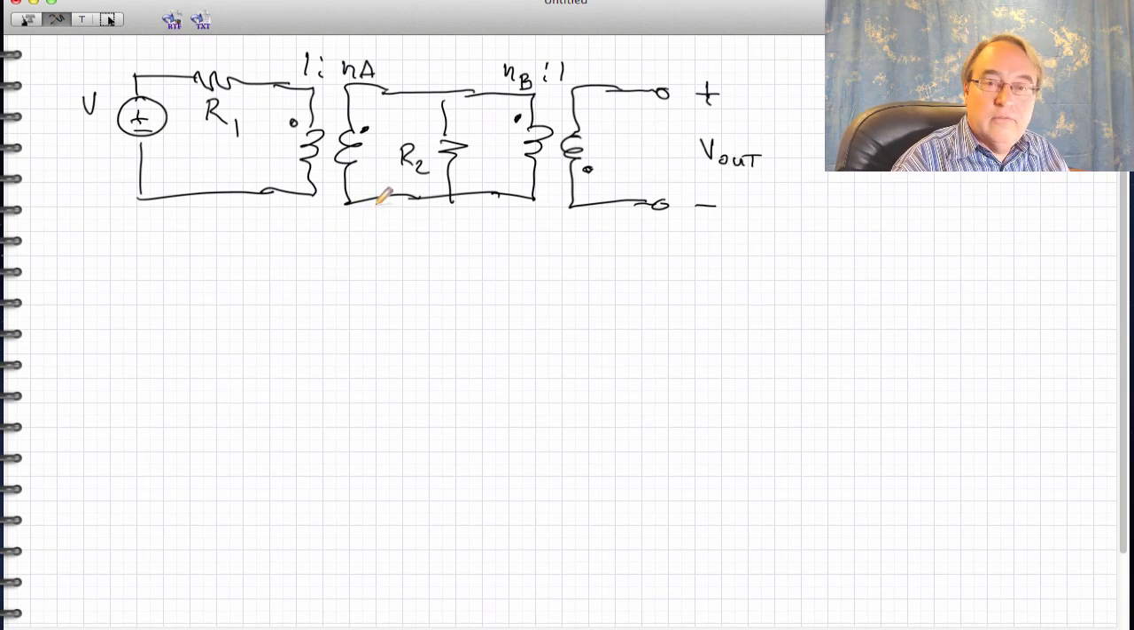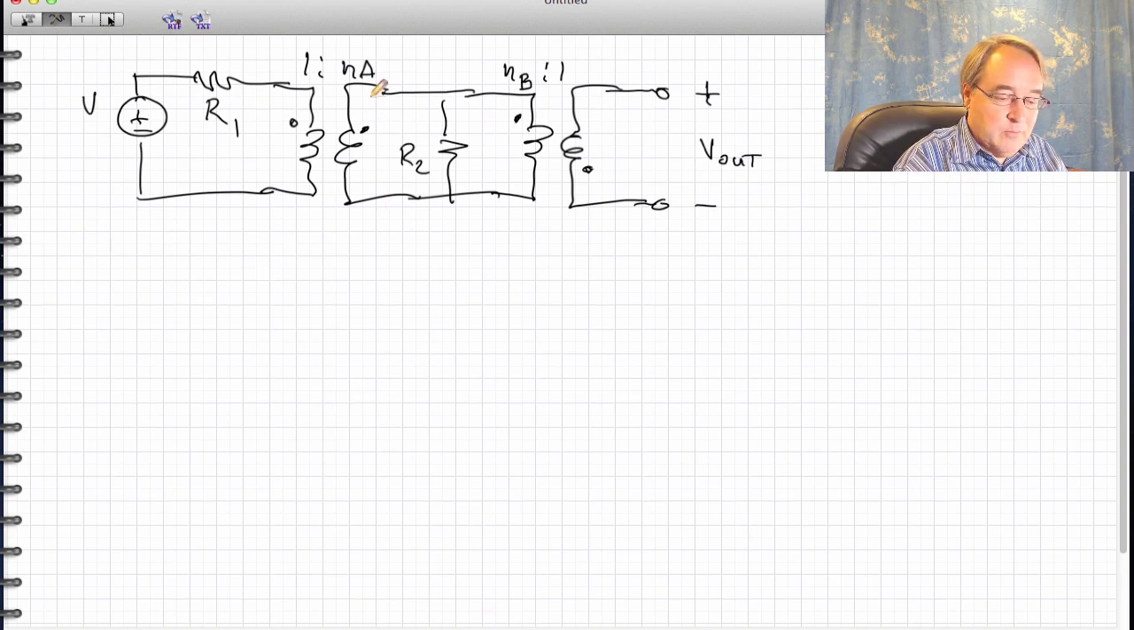So one good way to solve this circuit is to use these circuit manipulations and push the elements through the transformers. So what I'm going to do here is push them through the transformers one at a time. So let's start by pushing the voltage source and R1 through the first transformer.